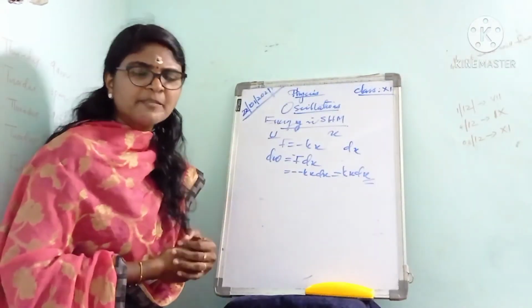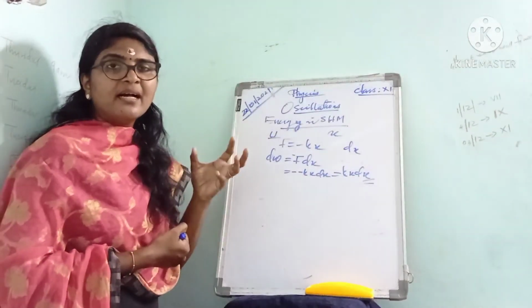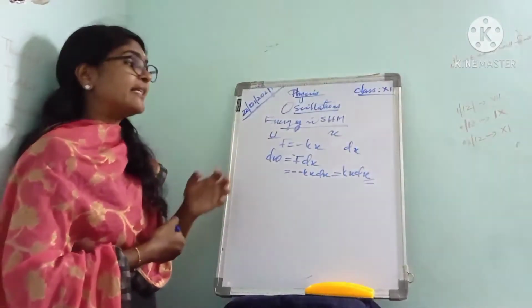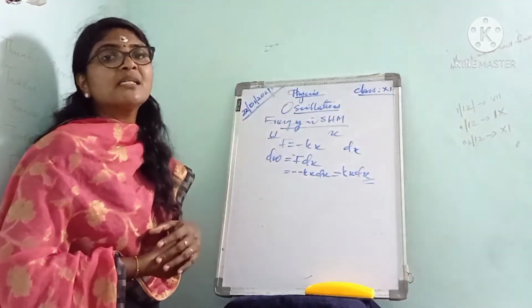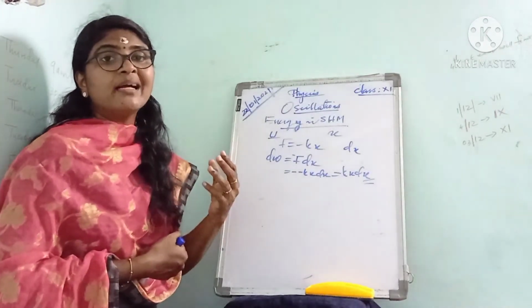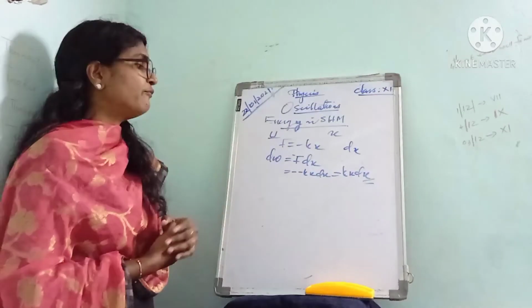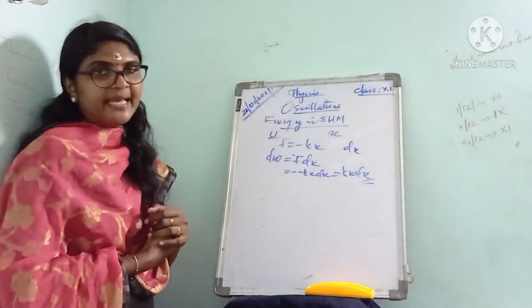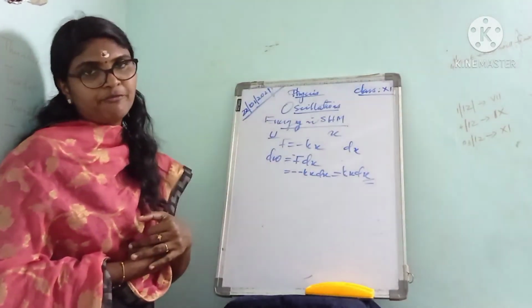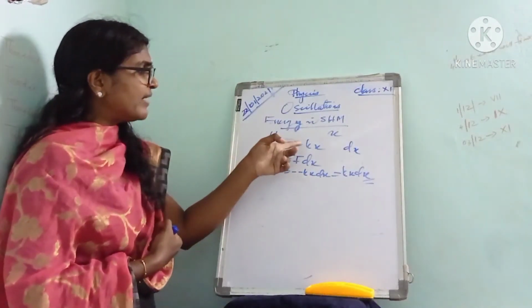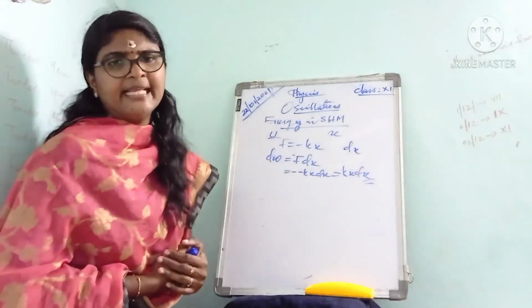Listen here: the displacement of the particle from the mean position is x. Then the restoring force acting on the particle is F equal to minus kx. Then if we displace the particle further through a distance of dx, the work done against the restoring force is dW equal to F into dx. We put a negative sign because the work done is against the restoring force. Then we substitute F as minus kx; minus into minus is plus, so we get kx dx.